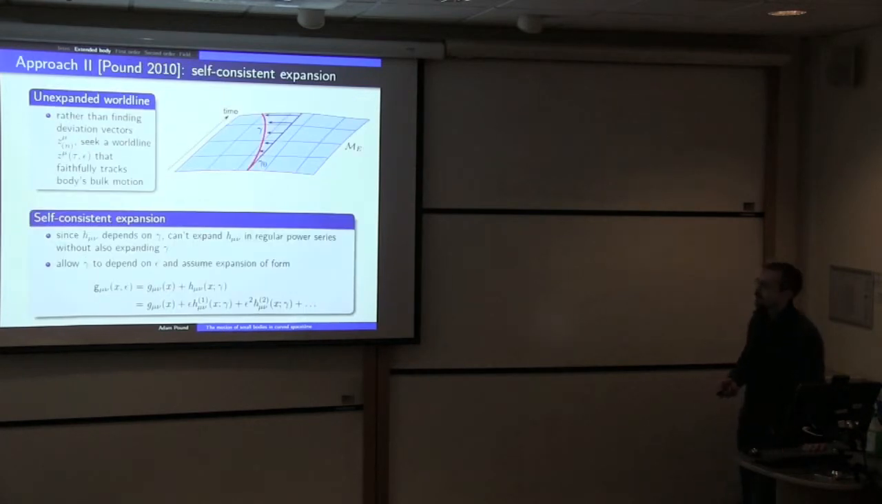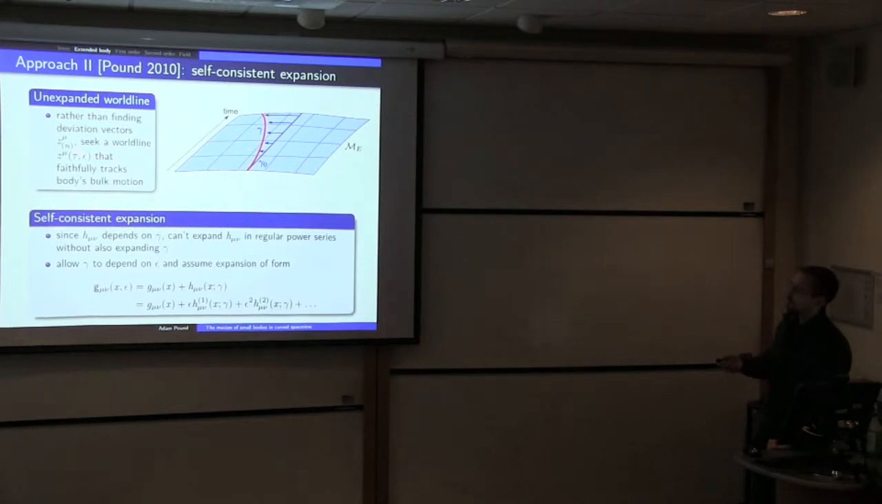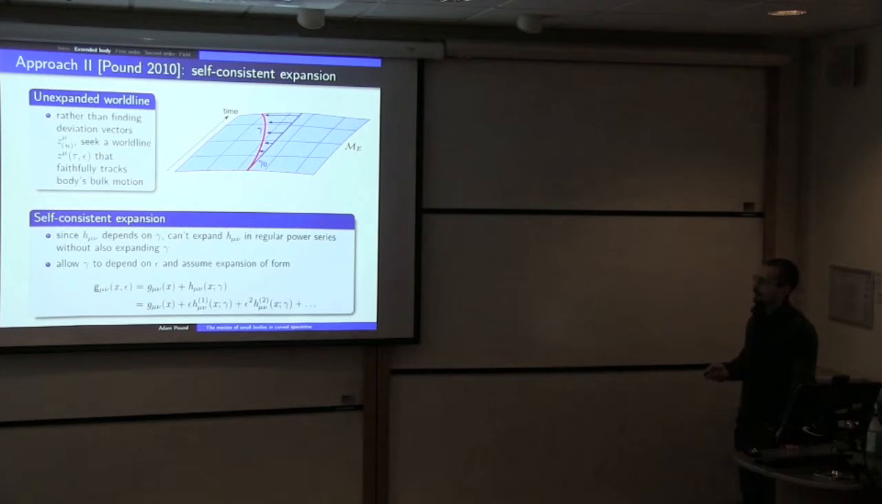So the second approach, I'll call the self-consistent approach. In this case, you don't expand the world line. Instead, you try to directly get an equation of motion for the world line that faithfully tracks the body's bulk motion. So I don't expand this in powers of epsilon. I just try to find an equation for the full thing. Now, to do that, I need to construct an asymptotic expansion of my metric that's suitable for not expanding the world line.